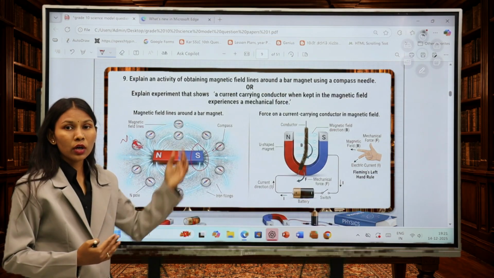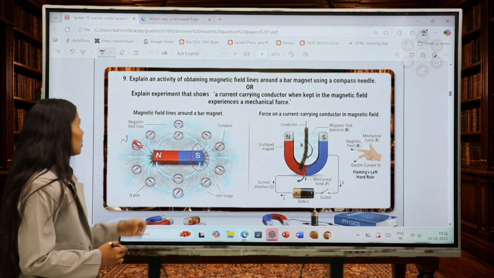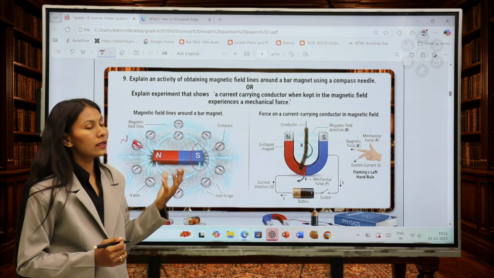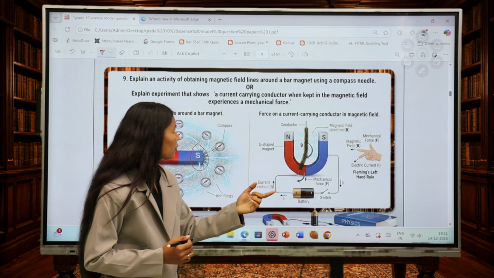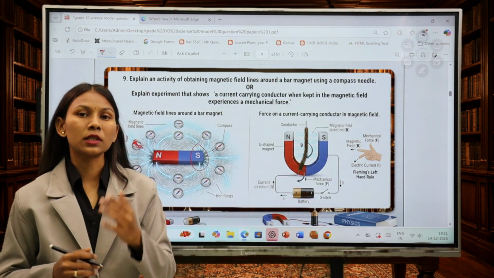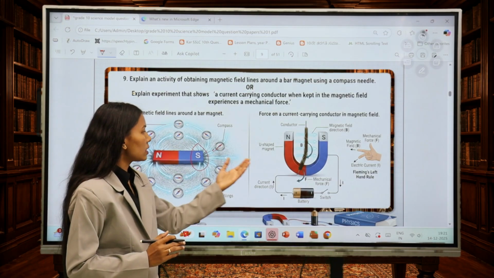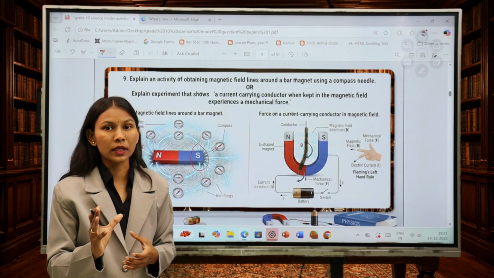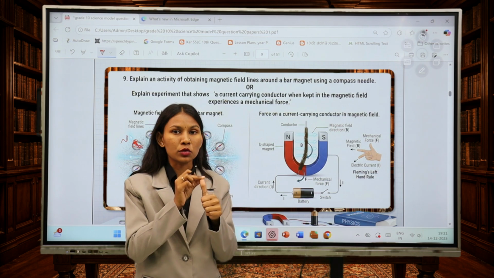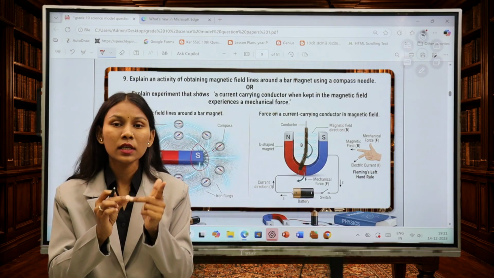Let's go to the or question. Either you can attend this or that question. Okay, so explain the experiment that shows a current carrying conductor kept in a magnetic field experiences a mechanical force. This comes under Fleming's left hand rule. What it says is, once a current carrying conductor is kept in a magnetic field, it experiences a mechanical force. As you can see here, the thumb indicates the mechanical force, the forefinger is the magnetic field, and the third finger is the electric current.